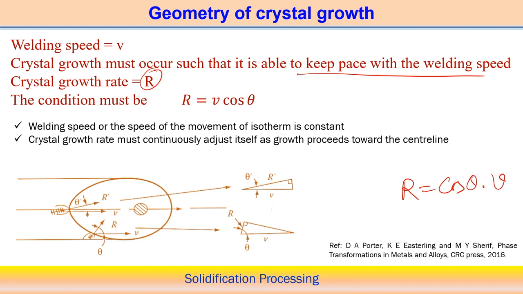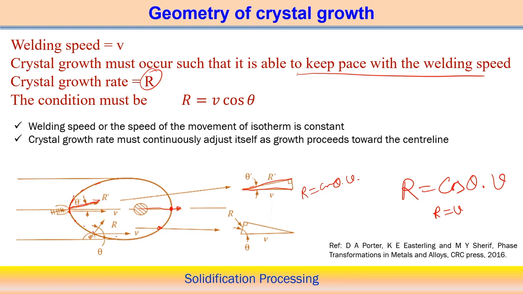At the maximum position, if you follow this figure, the pool is moving in this particular way. Here the growth rate at this front should be equivalent to the welding speed, so R should be equal to V. But in another position, say this particular position, there is an angle theta to the velocity vector, and this is the growth rate in this particular direction, because the growth direction is normal to the weld pool boundary. So in this direction we can say R equals V cos theta. Since cos theta is less than 1, although the welding speed is V, the growth rate at different positions will be different.